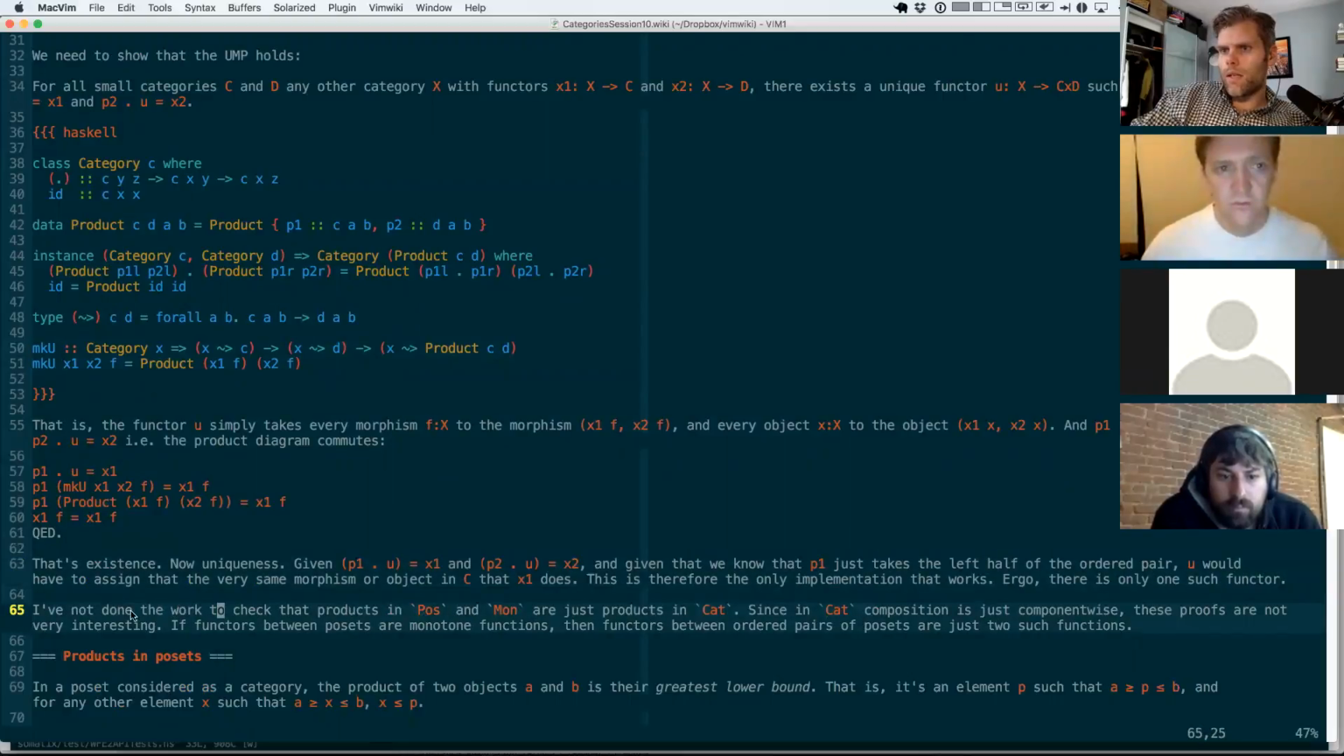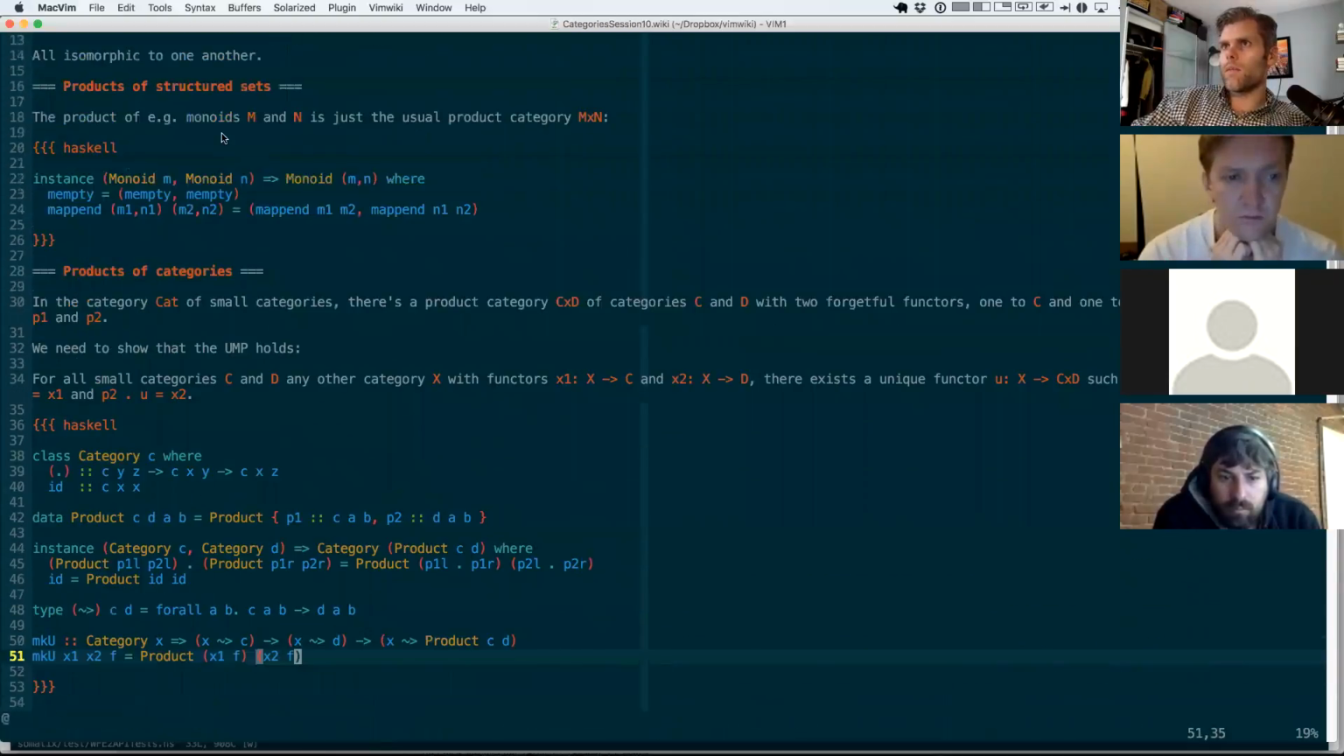So then he goes on to ask to check that the products in posets and monoids are just the products in Cat. That is, if we consider the categories of posets and the categories of monoids, the products in those categories are really just exactly the same as the product of posets considered as categories and monoids considered as categories. And I've not done the work to actually show that. I think that's sort of trivial.